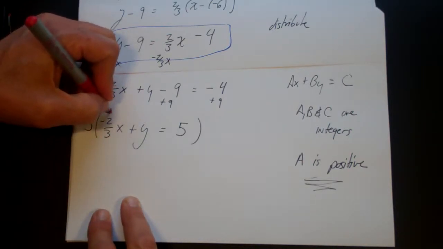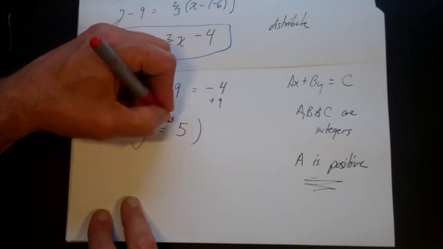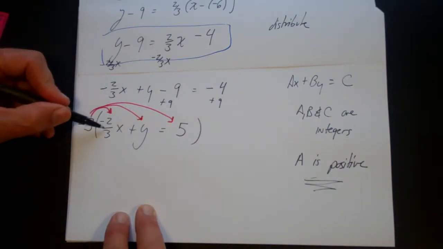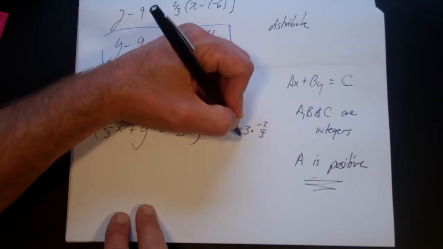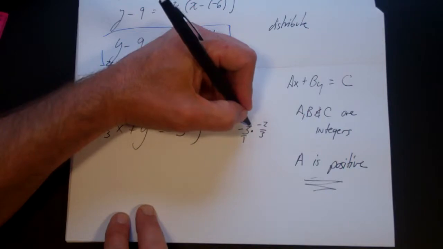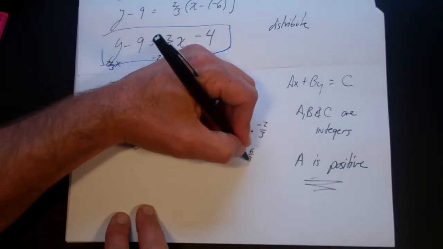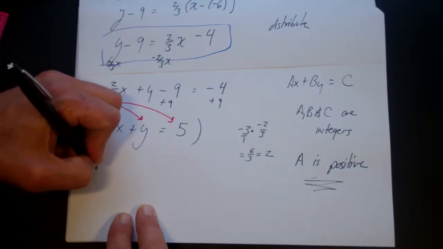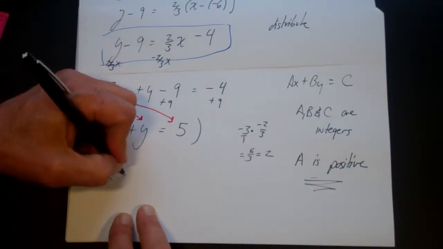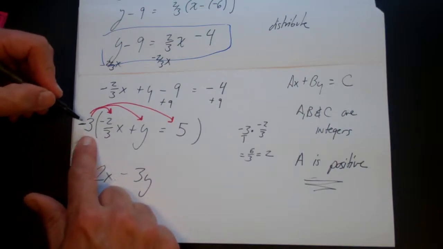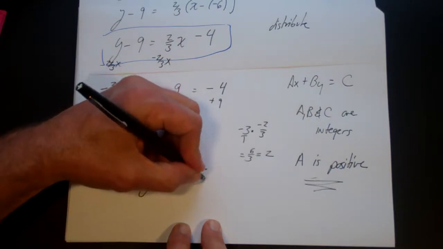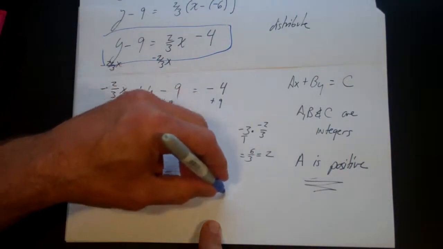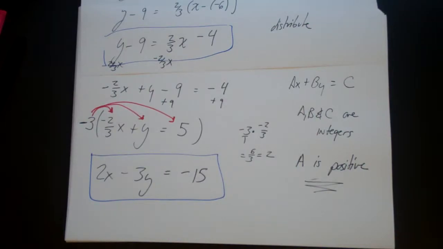So what you want to do now is distribute the negative 3. Negative 3 times minus 2/3: remember that the 3 is 3 over 1, so that's a positive 6 over 3, which is a positive 2. So that's 2x minus 3y, because you have a negative 3 times y, and then you have negative 3 times 5, which is minus 15. And that's your answer right there. And that's how you write an equation given a point and a slope.